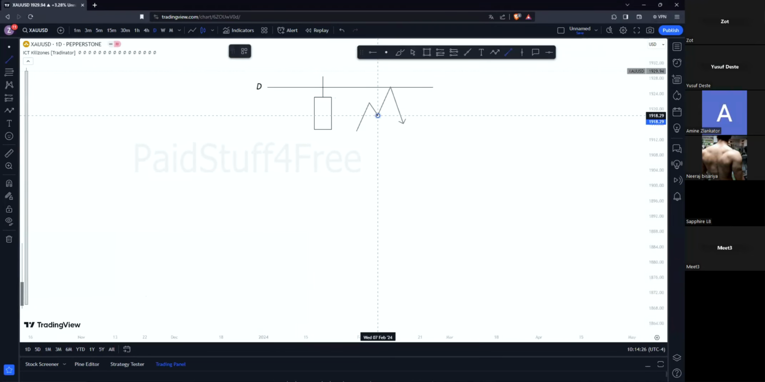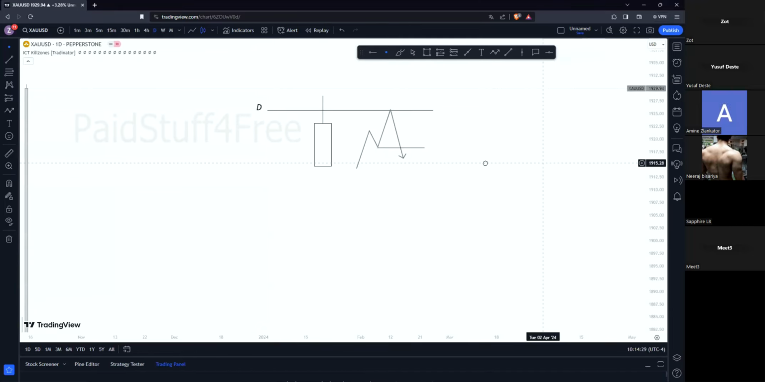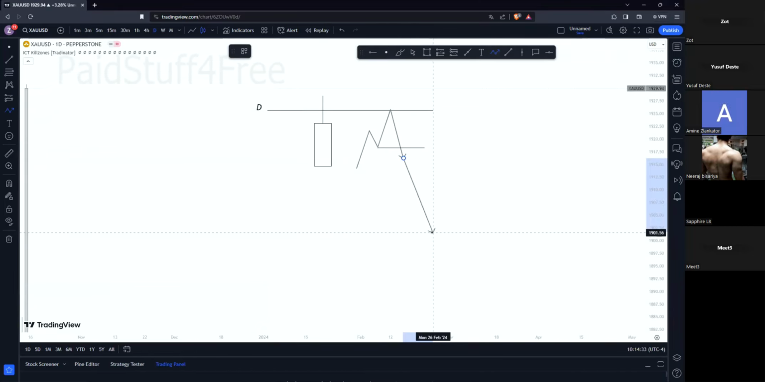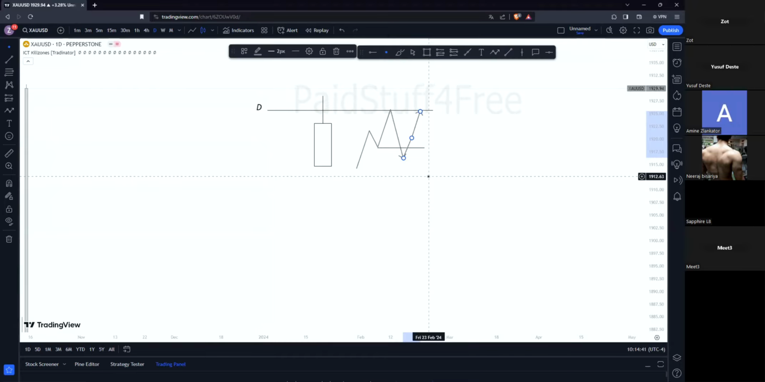H4 breakout. Now you might have a lot of entry types because price might go down instantly. It might pull back a little bit and then go down. It might pull back all the way up and then go down, right? Which one is the best entry? I'm going to give you the best entry.